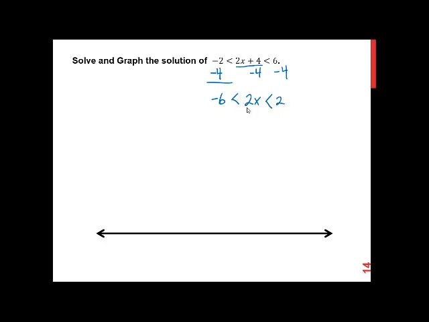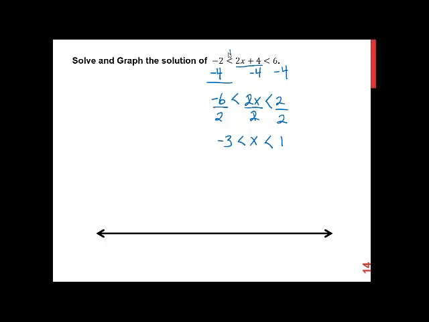Alright, if I were just looking at an equation with 2x on one side, the next thing I would do would be to divide both sides by 2 to get rid of that 2. Well, I can do that with these as well, as long as I also divide the left end by 2 and the right end by 2. So negative 6 divided by 2 is negative 3, and that is less than x, and that is less than 1.